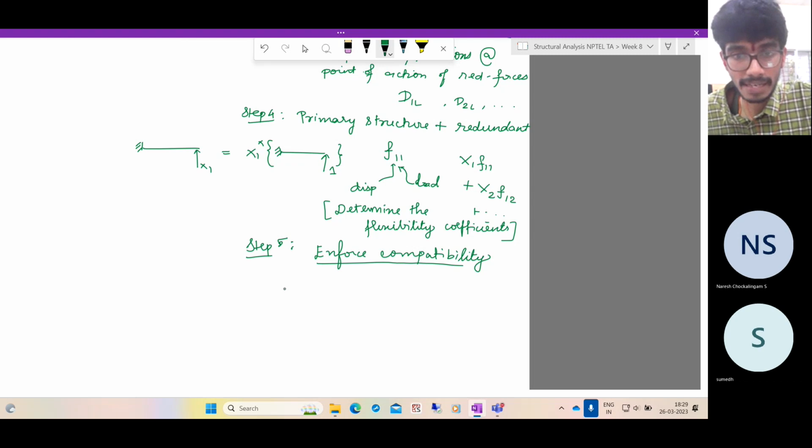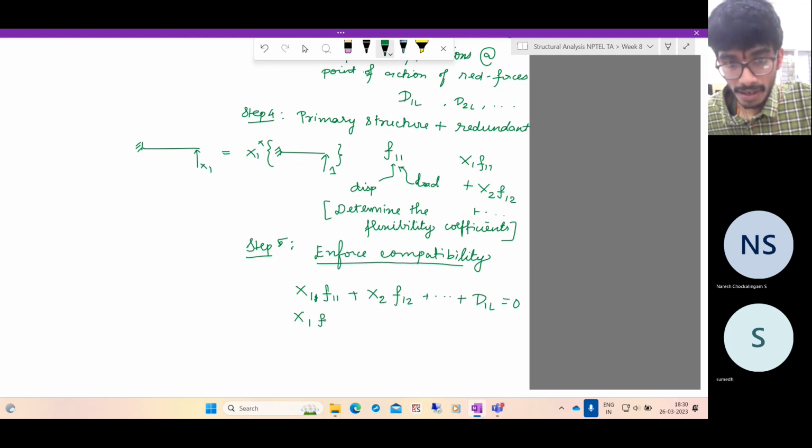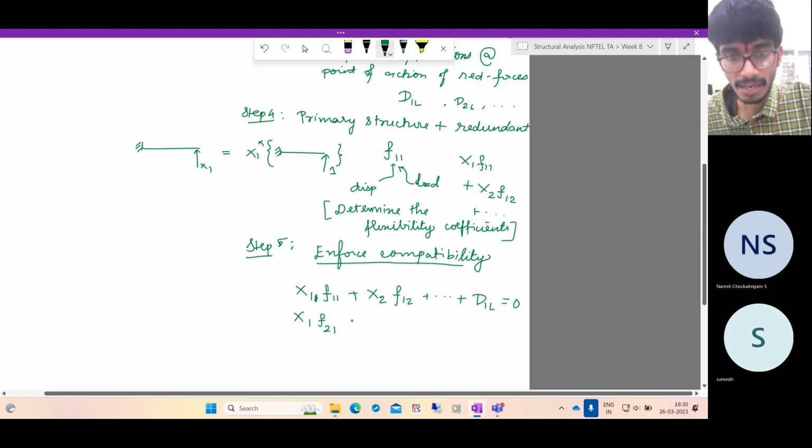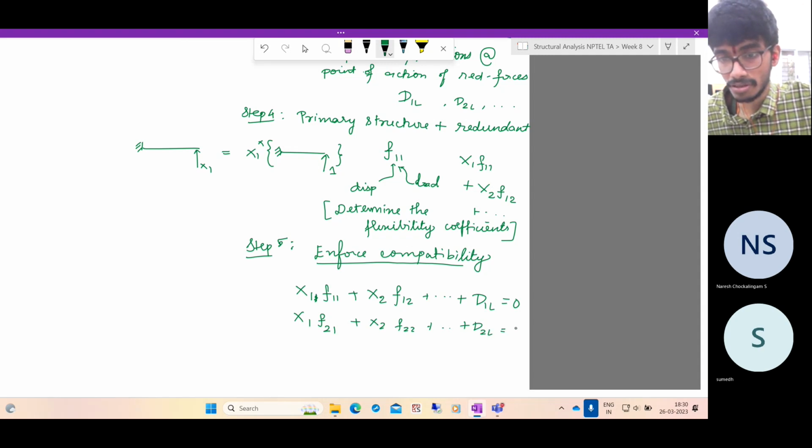So in our case, what are the compatibility conditions? We want the point to be fixed in place under the action of all the applied loadings and the redundant forces. So due to the first redundant force at the first point, we have a displacement of x1 f11 plus x2 f12 and so on, plus d1L should be equal to 0. Similarly, due to the load x1, there is also a displacement along the 2 degree of freedom. So we have x1 f21 plus x2 f22 plus d2L is equal to 0.